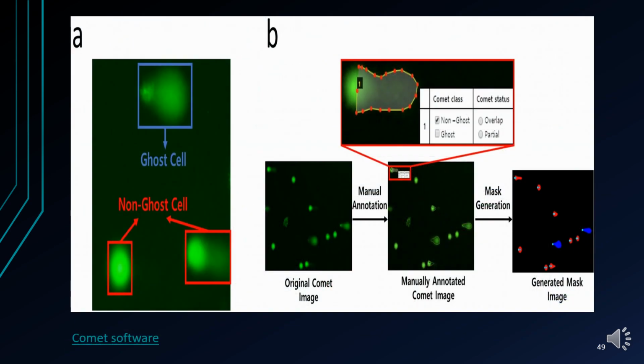So here is the structure of the comet. This intact portion can be observed here. That intact portion indicates that intact DNA is there, and this blurred part is showing the tail portion of a comet, which will show the intensity of the broken DNA pieces.